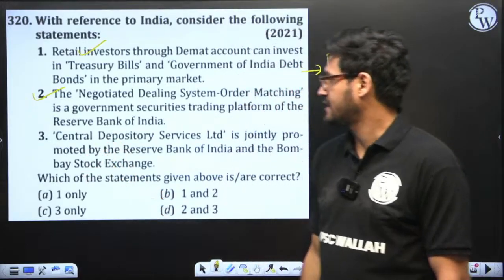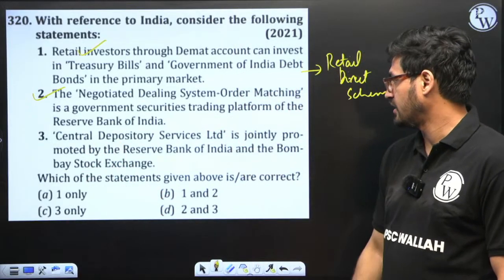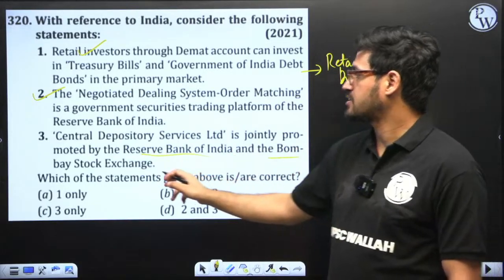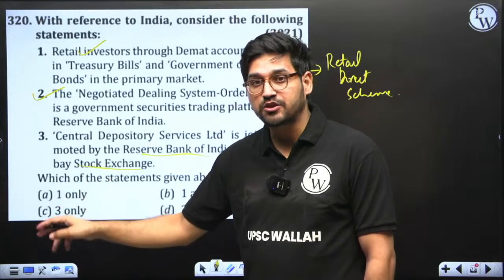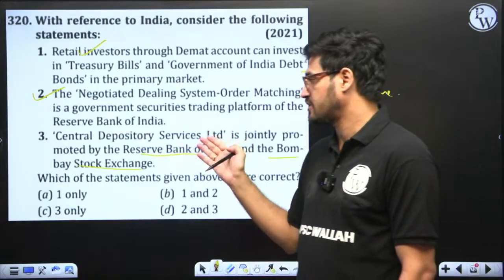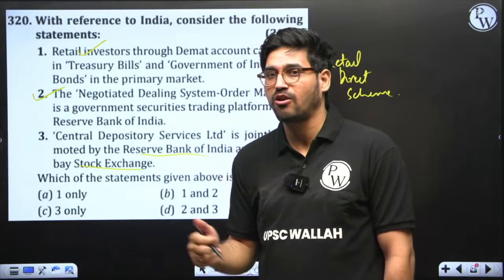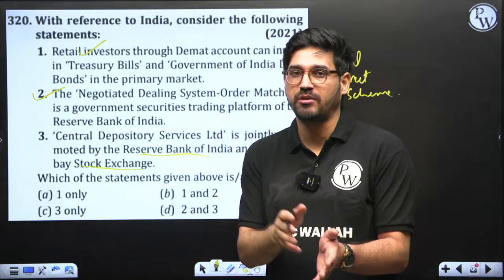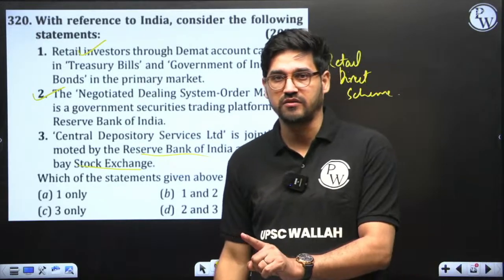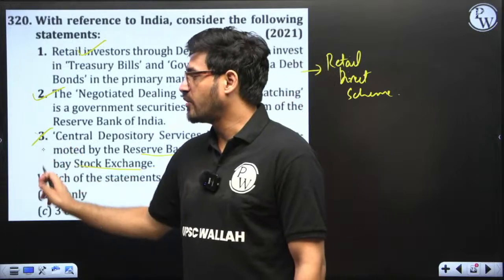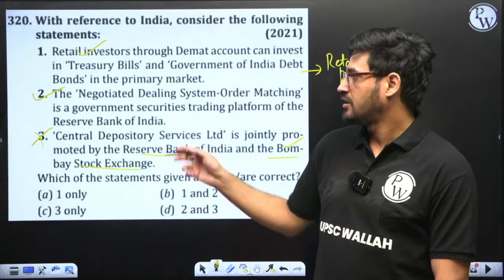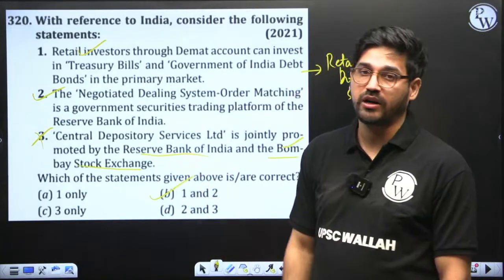Third one says CDSL, the Central Depository Services Limited, is jointly promoted by RBI and the Bombay Stock Exchange. This is a factually incorrect statement. The CDSL, the Central Depository Services Limited, is the depository not jointly promoted by RBI and the BSE. It is solely the depository of the BSE, not of the RBI. It is a question based on information. There is a good chance that you may get this question wrong also. So the answer for this question has to be 1 and 2.